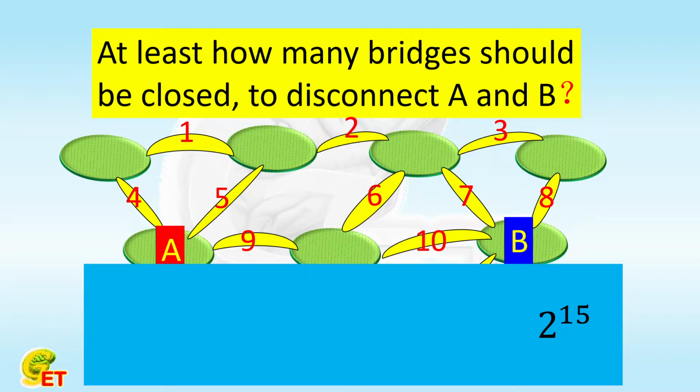Among them, one can find those solutions where A and B are not connected, and then select the one with the least number of closed bridges, and that is the correct answer. Of course, in practice, no one will really adopt this whole algorithm.